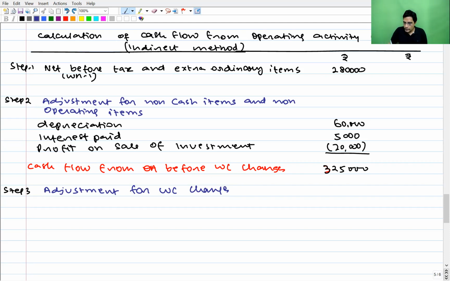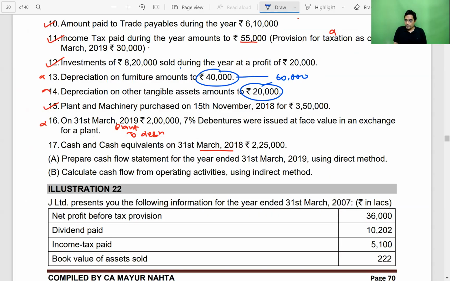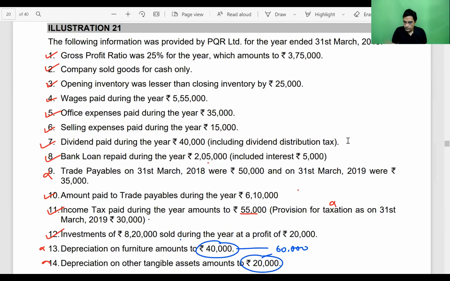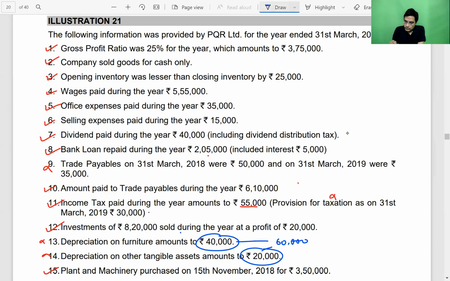Adjustment for working capital changes. We have to refer to point number 2 and point number 3. If you read point number 3, they are saying opening inventory was lesser than closing inventory by rupees 25,000. This means that there is an increase in stock. If opening inventory was lesser than closing inventory, this means the stock has increased.